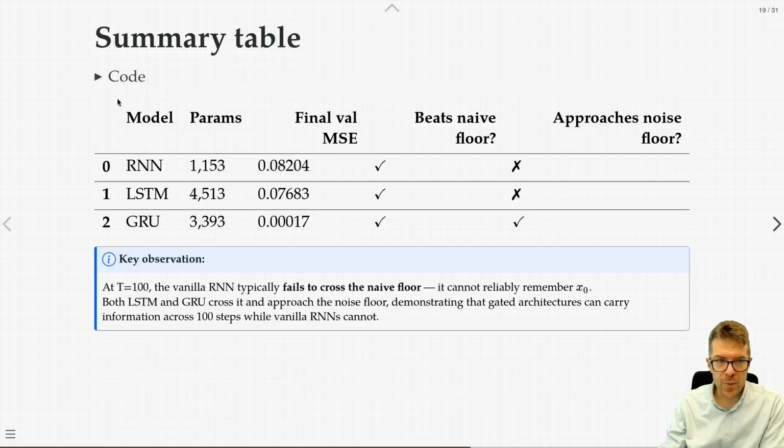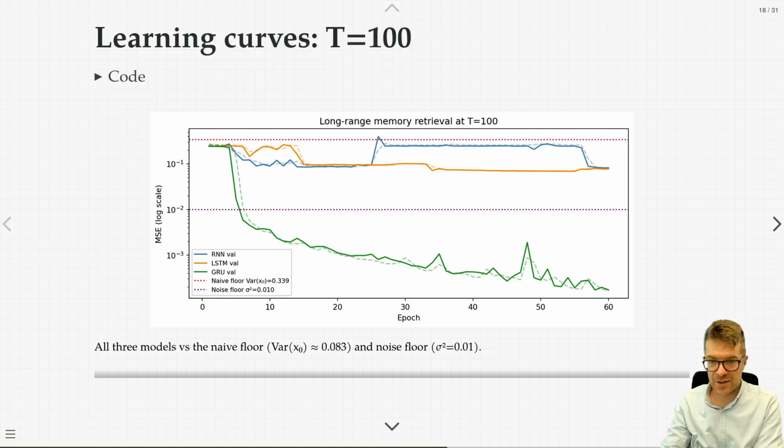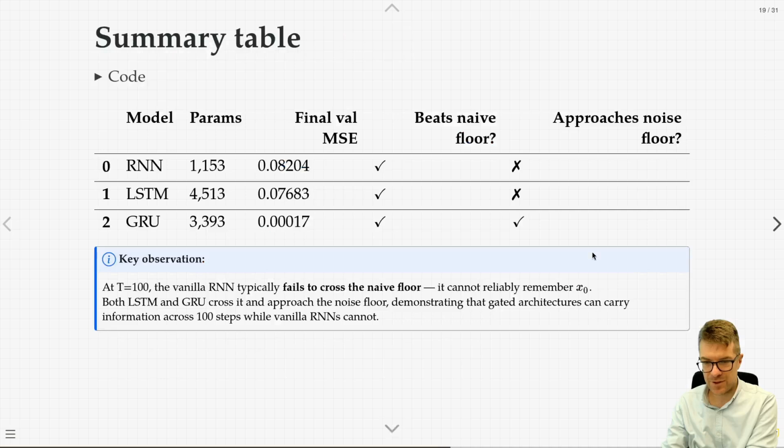This is just a bit of a report. The RNN ends up with a final MSE of about 0.08. The LSTM is a little bit better than it, but the GRU greatly beats both of them. This is after 120 iterations, actually. So the final MSE is good. The naive floor is only beaten by the GRU, and actually the GRU busts through the noise floor also, so it's extremely accurate.